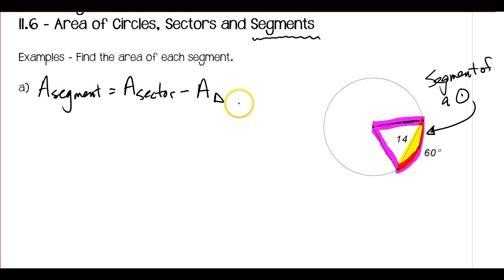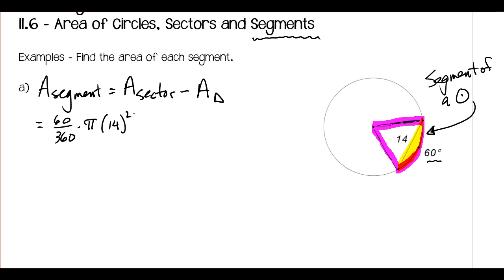Okay, the sector is just a fraction of the area of the circle, so we have 60 degrees over here, so it's going to be 60/360ths of the area of a circle, which is pi r squared, so that's pi times 14 squared.